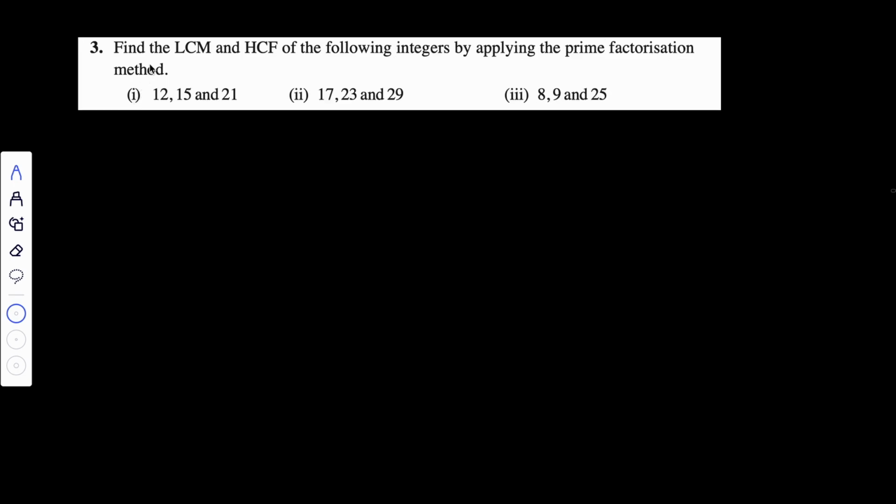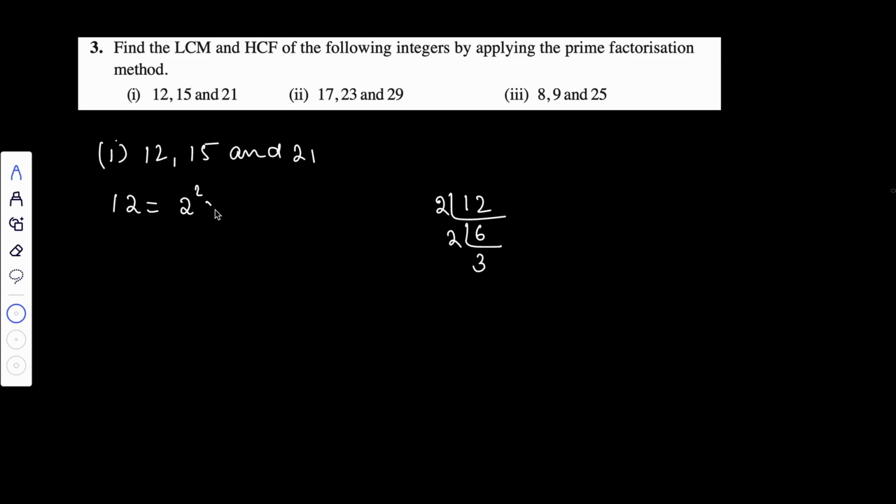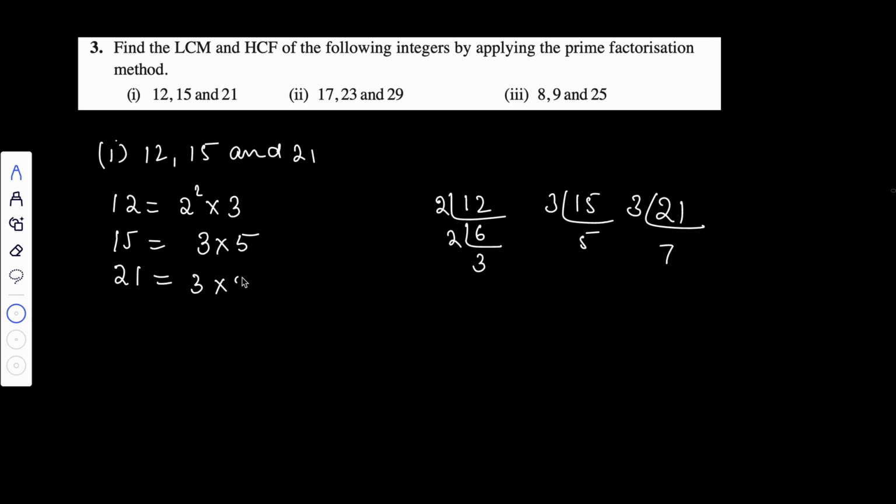Now we are coming to the third sum. Find the LCM and HCF of the following integers by applying prime factorization method. And here first sum is given here, 12, 15 and 21. So 12, if we factorize, 2 6 times, 2 3 times. So 12 is equal to 2 square into 3. 15, it goes 3 5 times. So 15 is equal to 3 into 5 and 21 goes by 3 7 times. So 21 is equal to 3 into 7.